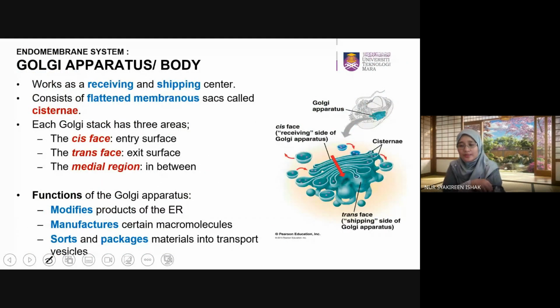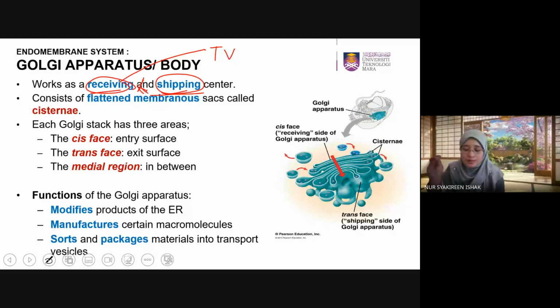Okay, so on the Golgi apparatus or the Golgi body, so you can use both terms. So for the Golgi apparatus, function as receiving and shipping center. Receives what? Receives transport vesicle coming from the rough ER. Okay, and then as transport vesicle, the membrane fuses with the Golgi apparatus membrane. Protein will enter into the Golgi membrane to be modified. So kat sini boleh tambah kat sini. Modify the product of rough ER and then ships the protein or the product into another vesicle. So that's why receiving and shipping center.